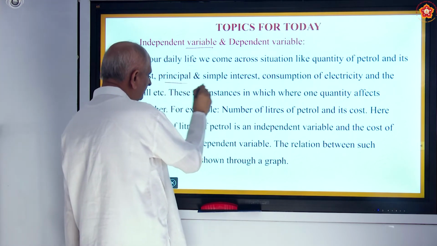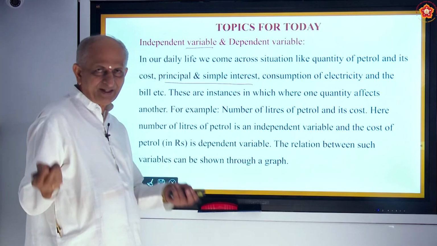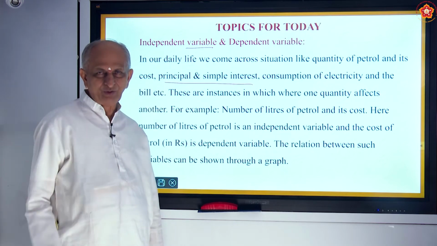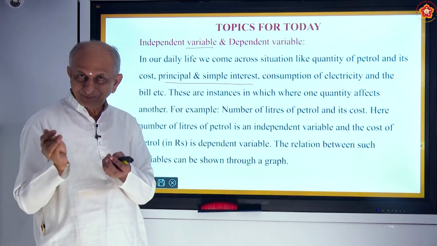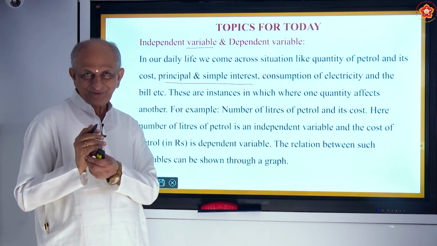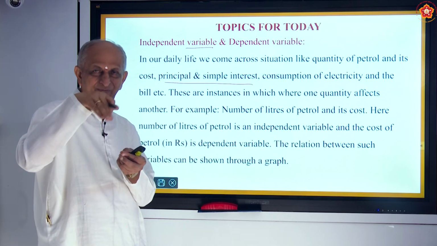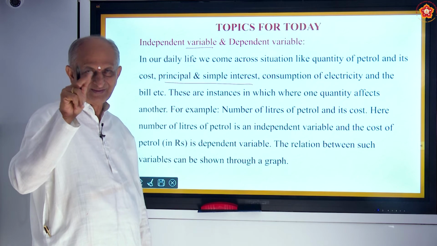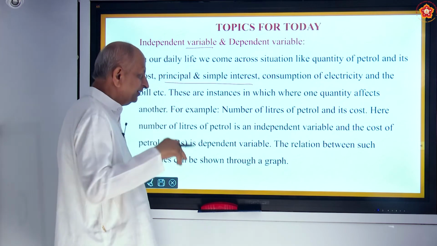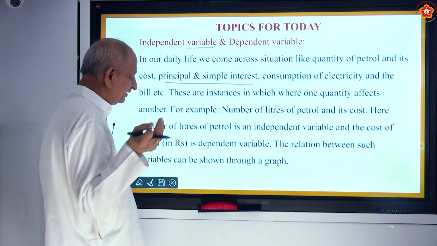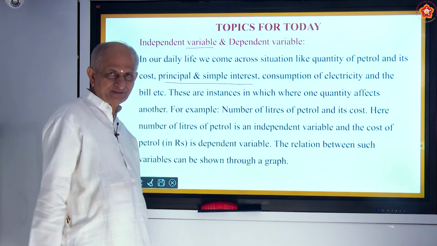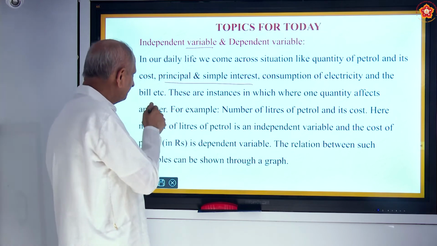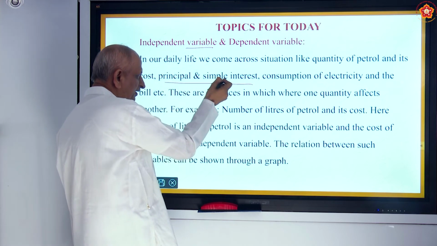And also principal and interest. As the principal increases, interest also increases. Some of you who have an account in a bank will be seeing the passbook. When you put some money, that money will fetch interest. Of course, they calculate only twice in a year, not all the time. If it is simple interest, something like 3%. And if it is a fixed deposit, something like 5%. So as the principal increases, interest also increases.